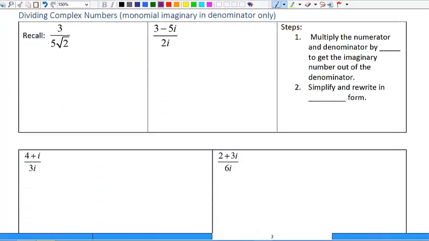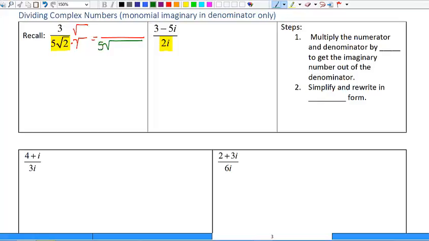First, we will divide complex numbers with monomial imaginary denominators only. Okay. So before I actually show you how to do the monomial denominators, okay, this is a monomial because there's no adding or subtracting. So before I do that with imaginaries, I am going to remind you how to do it with radicals. Okay, so on this problem, we were going to multiply by some radical in the numerator and some radical in the denominator so that we would get something that we want.